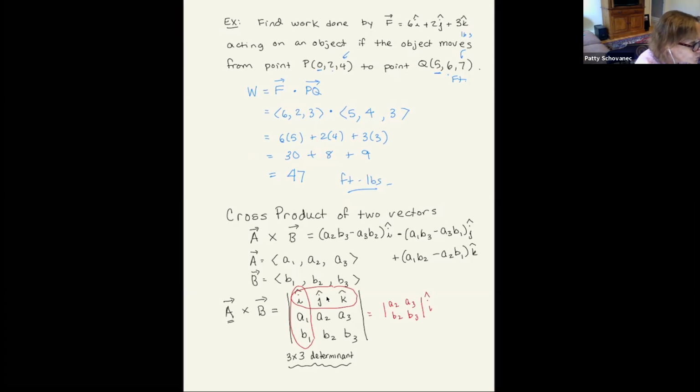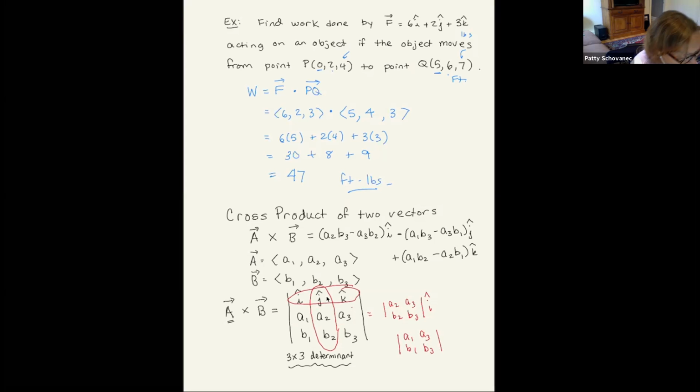Then if you erase that, let me see if I can erase that. Boom. And next time, cover up the second column and the first row. I want the first, not the second row. I want the second column and the first row. That leaves these 4 numbers uncircled. Those 4 numbers go in the next determinant in front of the J. So I'd have an A1, A3, B1, B3 here.